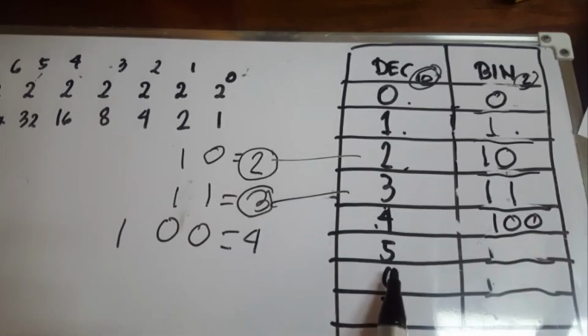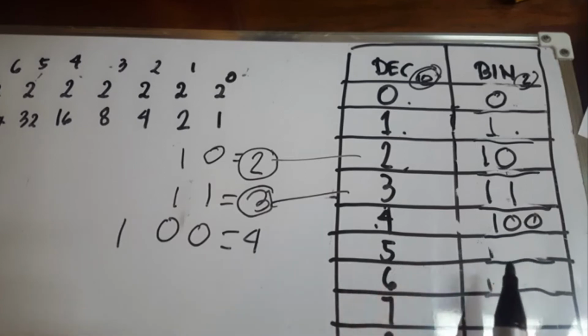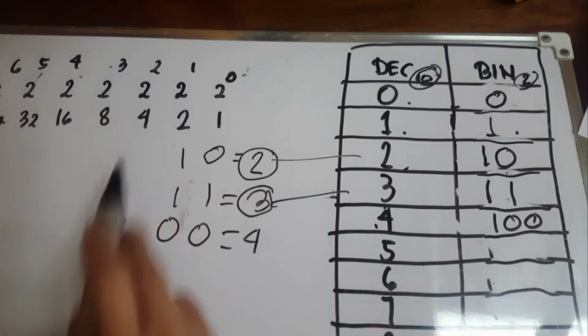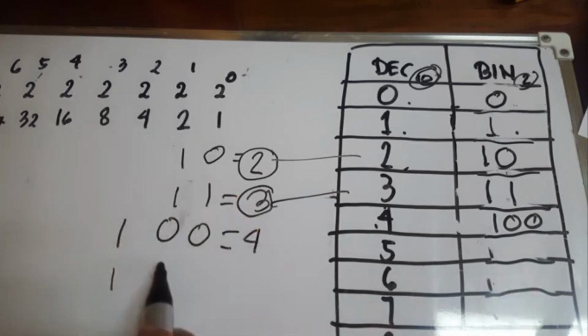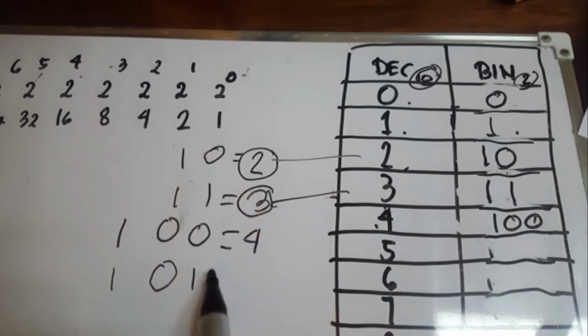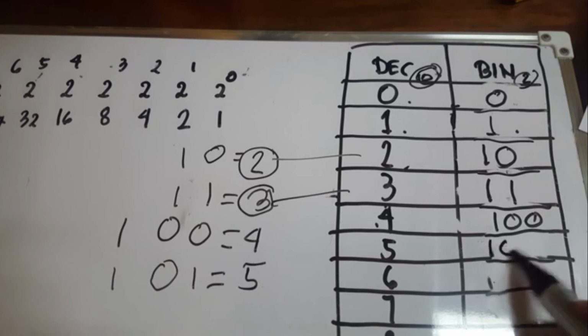Now, how about 5? To get the value of 5 in binary, we only need 4 and 1, with 0 for the 2. So the value for that is 5, and we have 1, 0, 1.